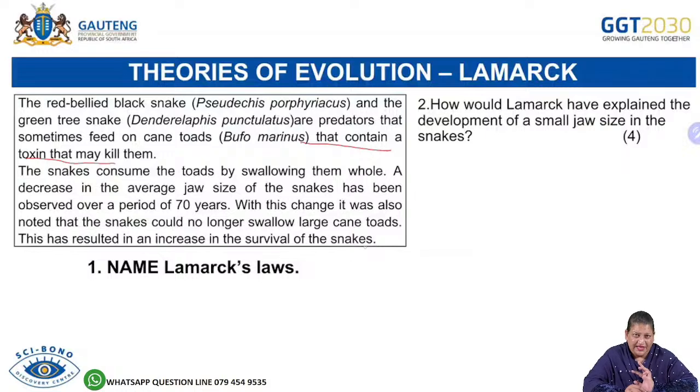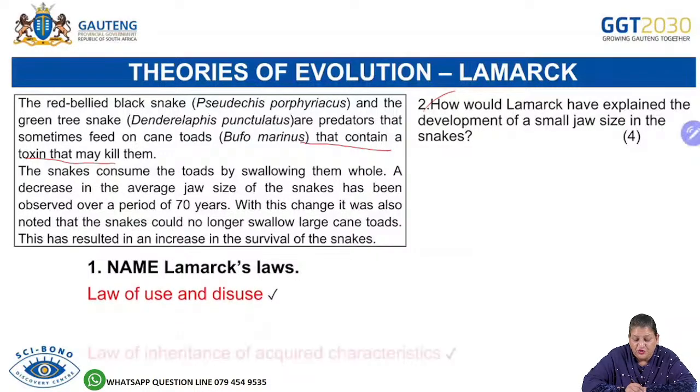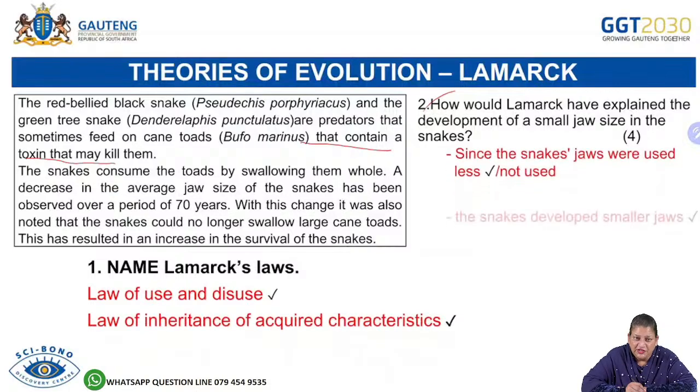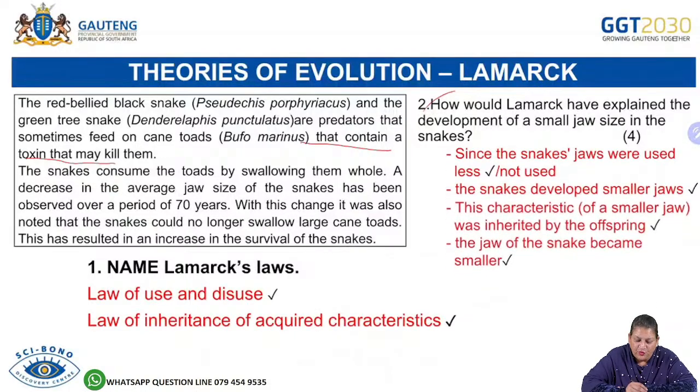Okay? Understand that part. So how would Lamarck have explained the development of a small jaw size in snakes? But before we go there, look at the first question. The first question was for you to name Lamarck's two laws. And you can see you can get 2 marks for it. Law of use and disuse. Law of inheritance of acquired characteristics. Right, those are his 2 laws.